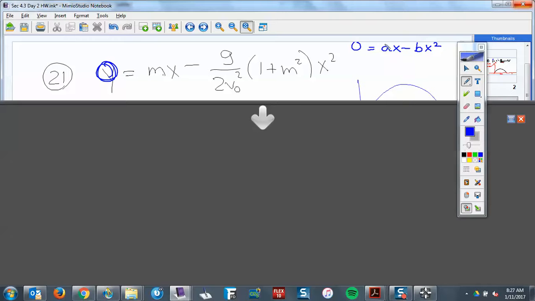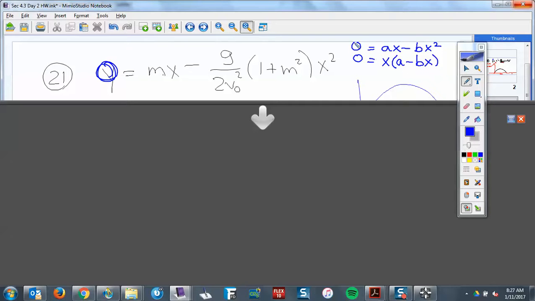What would you do to this right here? What would you do to this to solve this? I think you would add this over. You would factor out an x. And then what would you do? Set each one equal to 0. That's what you should do.